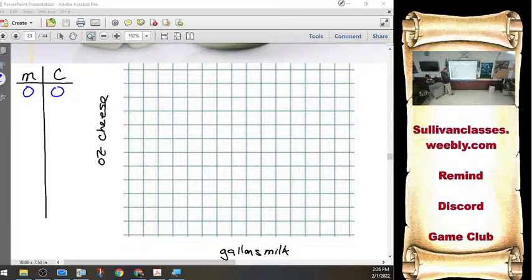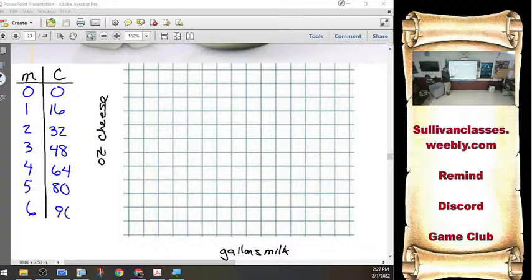And this one we can do by mental math or grab a calculator, I don't care. If I have 1 gallon of milk, how much cheese does that make? Okay, so what's going to happen when I do 2, 3, 4, 5, 6 gallons of milk? Go by 16s. Can you count by 16s? 16, 48, 64, 80, 96. All right. Now, the boxes that I have here, what, about 10 or 12 in each direction?